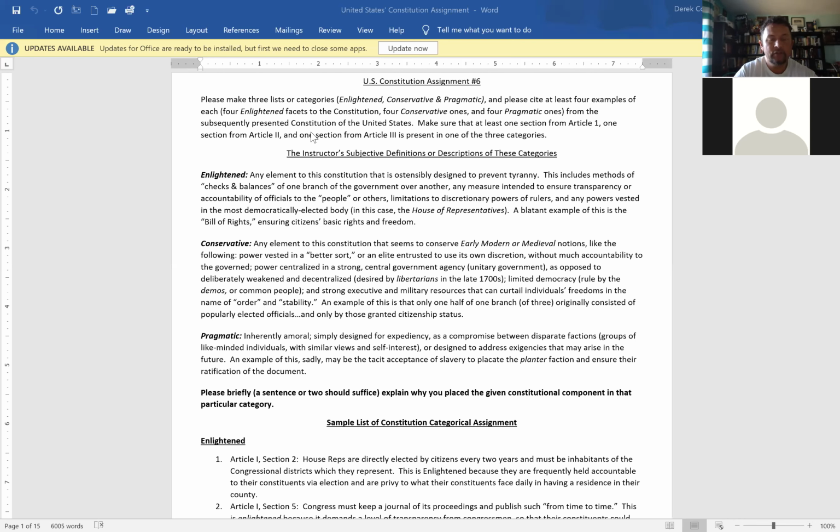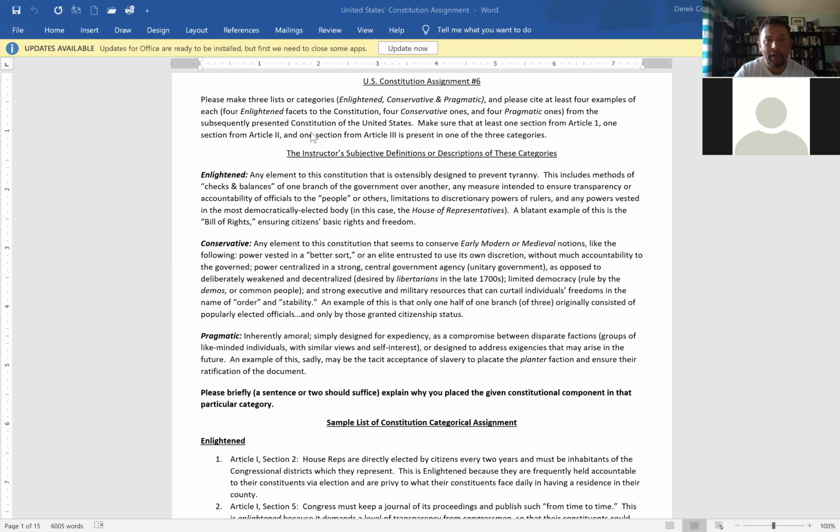All right. So how do I define enlightened? Any element to this Constitution that is ostensibly designed to prevent tyranny. This includes methods of checks and balances of one branch of the government over another, any measure intended to ensure transparency or accountability of officials to the people, limitations to discretionary powers of rulers, and any powers vested in the most democratically elected body, in this case, the House of Reps. A blatant example of this is the Bill of Rights, ensuring citizens' basic rights and freedom.